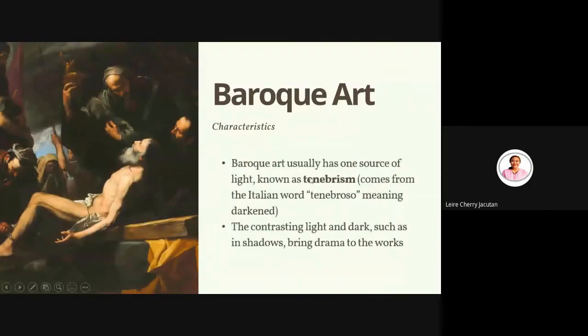Yan. So, Baroque art usually has one source of light known as the Tenebrism. It comes from the Italian word tenebroso, which means darkened. So, isa sa mga feature ng mga genre painting or portrait painting ng Baroque art is itong context of Tenebrism. Sa Tenebrism, dinadarken niya yung lahat ng mga background to emphasize yung pinaka-center image. So yung center image, all of a sudden, parang bigla siyang naliwanagan na parang siyang binigyan ng spotlight, gano'n. And yung idea na yon is what we call Tenebrism. So the contrasting light and dark, such as in shadows, bring drama to the work.